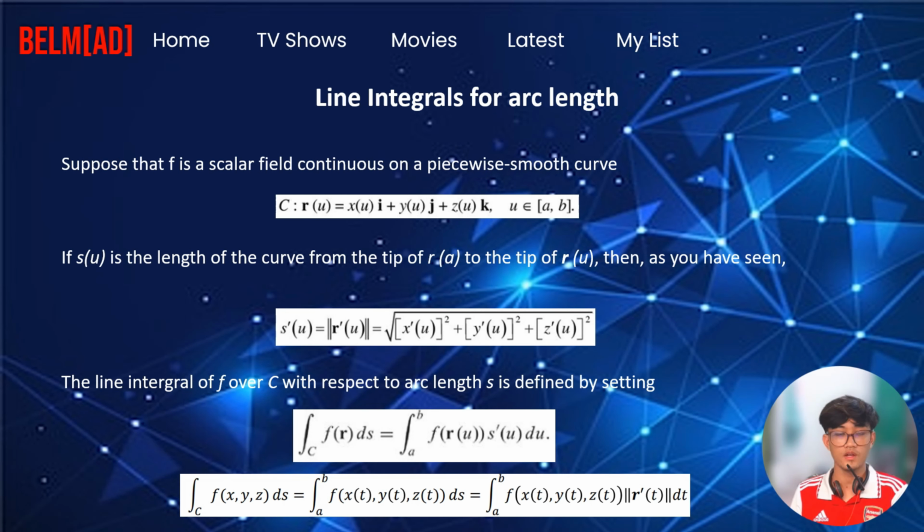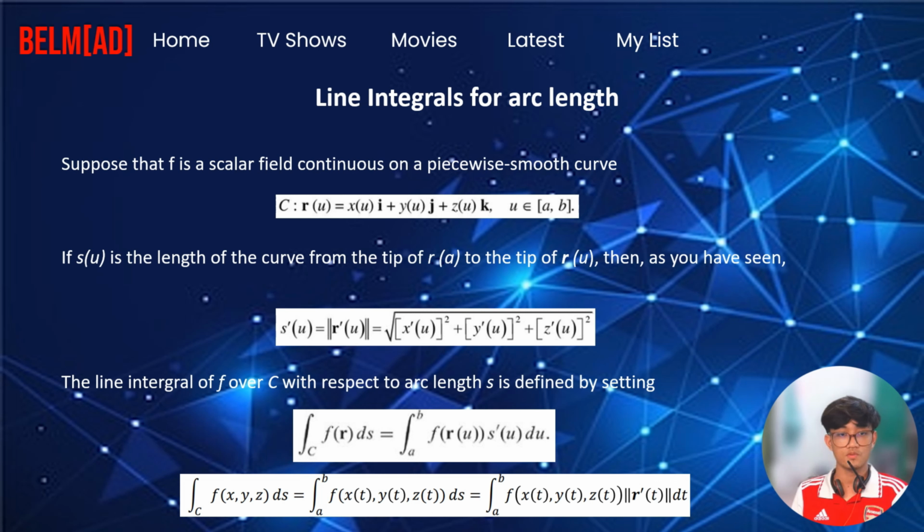Okay, so we have done for vector. Then lastly, line integral for arc length. Suppose that f is a scalar field continuous on a piecewise smooth curve. Then if s(u) is the length of the curve from the tip of r(a) to the tip of r(u), then as you have seen, we have this formula in magnitude.